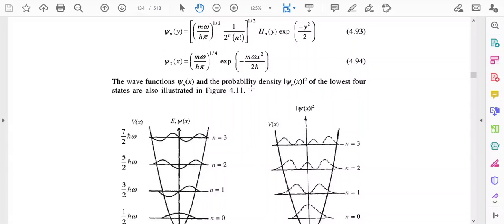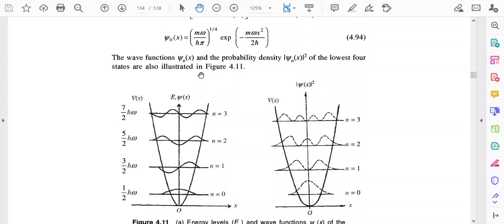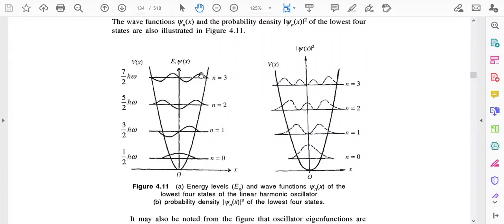We know that the expression for the probability density is mod of psi n x square. Now, if we know the expression for psi n x and mod of psi n x square, then we can plot these wave functions for different states. So let us discuss the plots. At first, look at this figure.